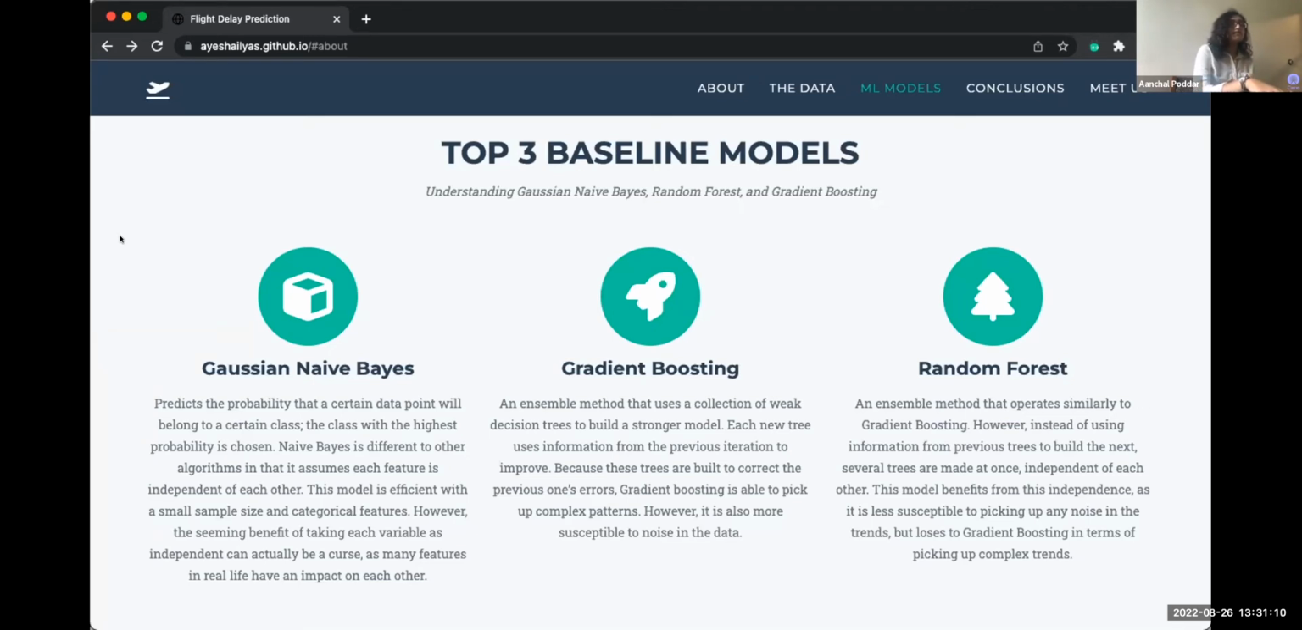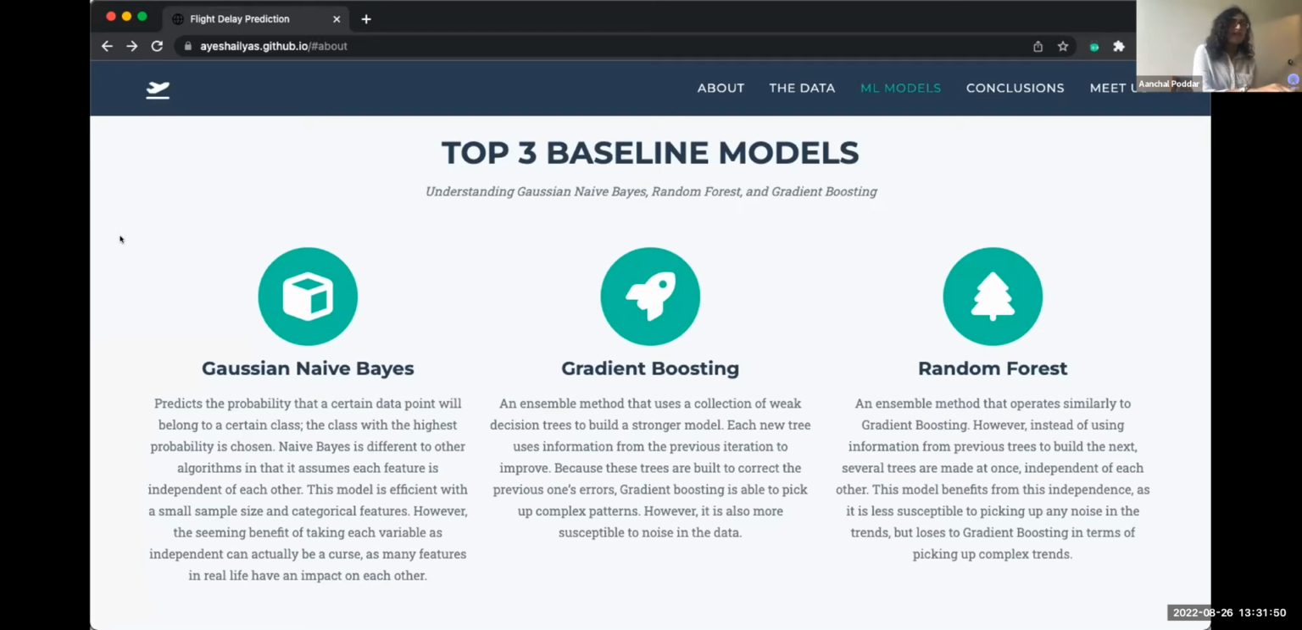So Gaussian naive Bayes essentially predicts, this is going to be very technical, and I don't expect anyone to understand this completely, but essentially what it does is it predicts the probability that a certain data point will belong to a certain class, and then the class with the highest probability is chosen. And this model specifically is different from other algorithms in that it assumes each feature is independent of each other, like each input doesn't have any ties together. And this model is most efficient with a small sample size and also categorical features. However, a con is that even though it seems that taking each variable as independent is a good thing, it can actually be a bad thing since features in real life actually do have an impact on each other.